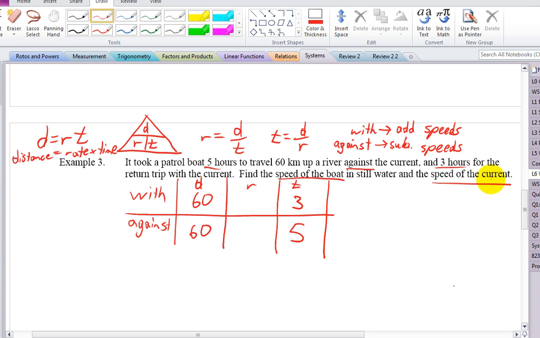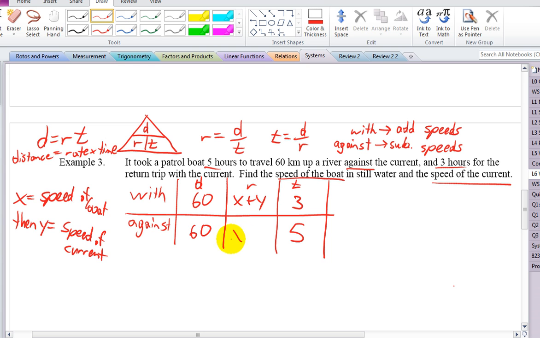Okay, good. So it says here, find the speed of the boat in still water and the speed of the current. So X equals speed of the boat. Then Y would equal speed of the current. So when you're going with the current, you add the speeds up, X plus Y. When you're going against the current, you subtract them, X minus Y. And trust me, the boat has to go faster than the river, so X is going to be larger, right? Otherwise, you won't travel anywhere up the river.